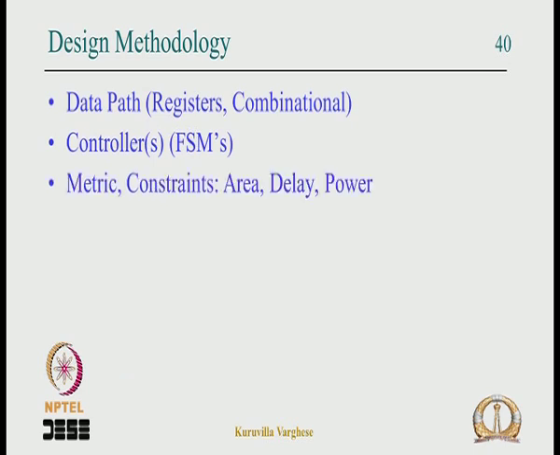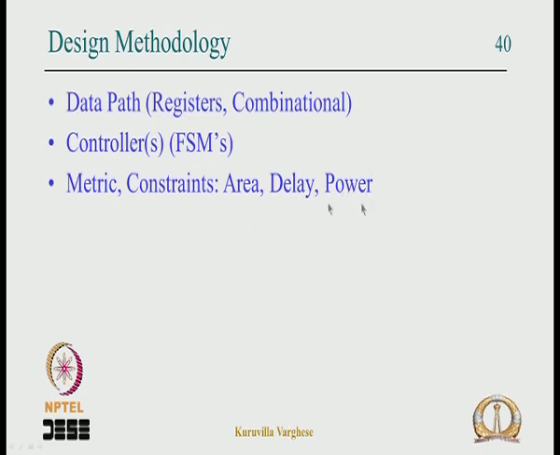And in VLSI design we have metric or we have constraints. These are the constraints, the area. Normally one would like to have a smaller area so that the chip is smaller, you can make more chips and reduce the cost, and when the chip is small it will be compact and the delay will be less, the wire delays will be less and the power dissipation will be less.